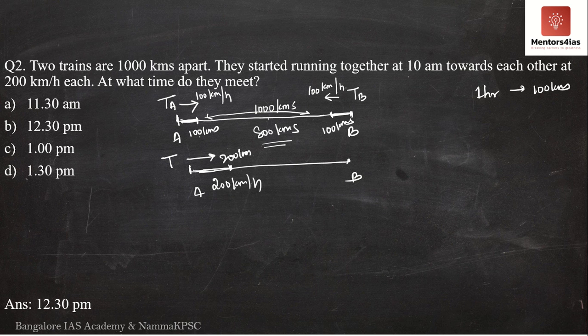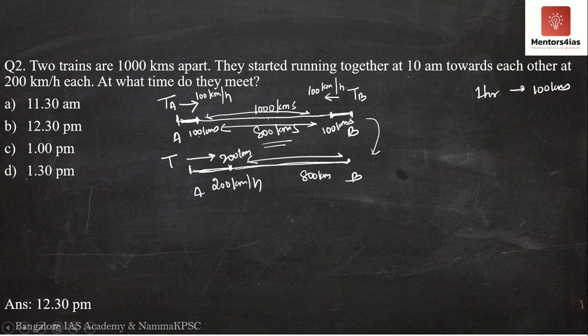200 kilometers. What is the remaining distance to be covered? 800 kilometers. Here the 800 kilometers is between the two trains. The remaining distance is 800 kilometers. Here, this is the remaining distance, 800 kilometers. So don't you think the two situations are similar?